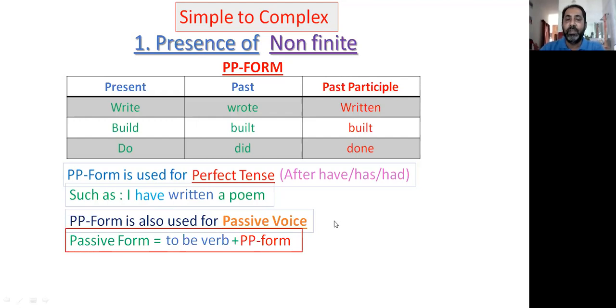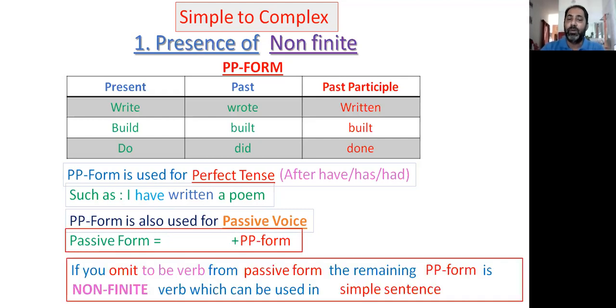Dear learners, if I omit this to be verb from the past participle form, what will you see? You can see only past participle form. This is not a passive form now. If you omit to be verb from passive form, the remaining past participle form is a non-finite verb, which can be used in a simple sentence.